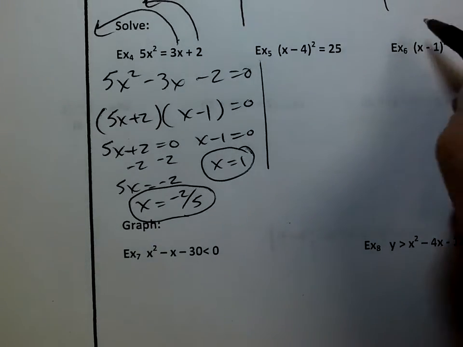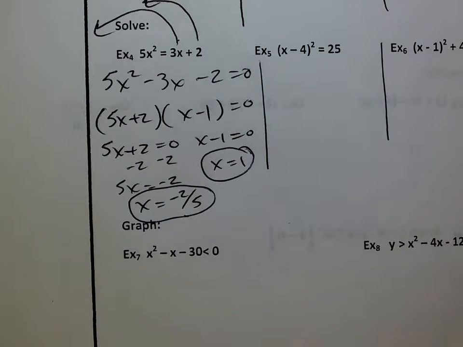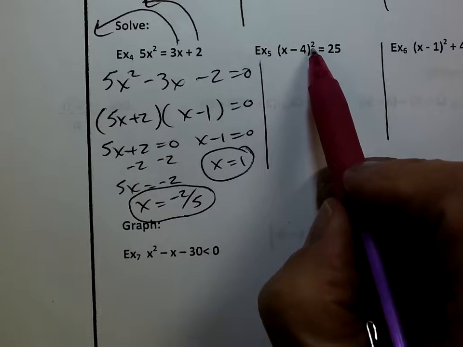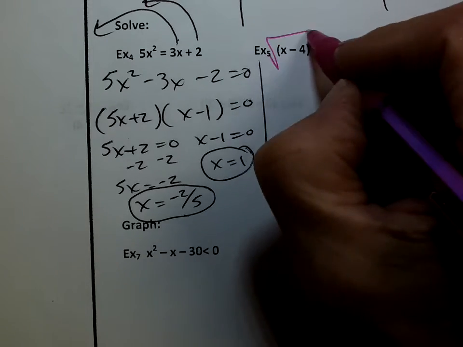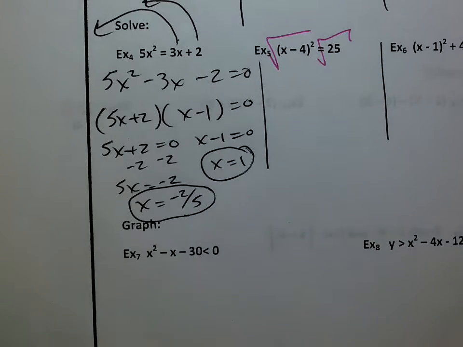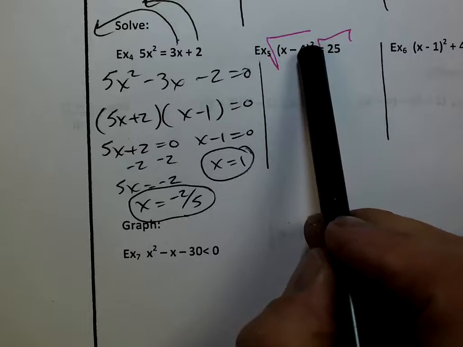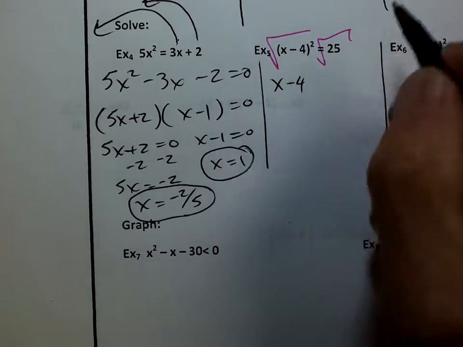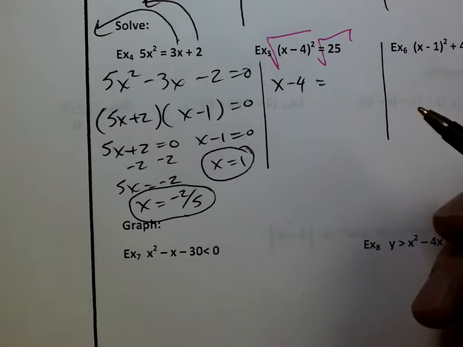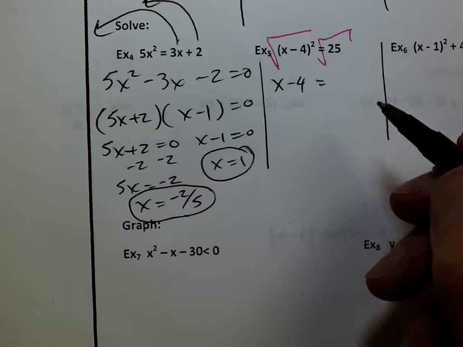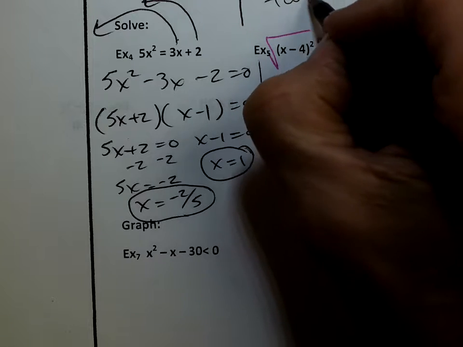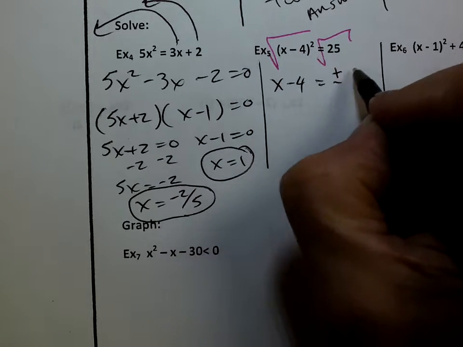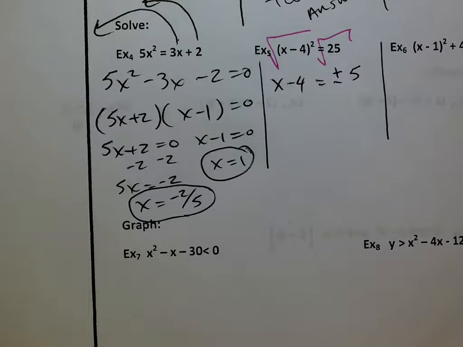Example 5. Okay, in example 5, I'm going to get rid of the square by doing its opposite. The way you get rid of the square is to square root it. So if I square root both sides, it'll cancel the square. If the square drops out, you're just left with an x minus 4, okay? But on the other side, we're going to take the square root of 25, which is 5, yes, but we need 2 answers, right? Always 2 answers, so we get a plus or a minus 5. We need both, okay?